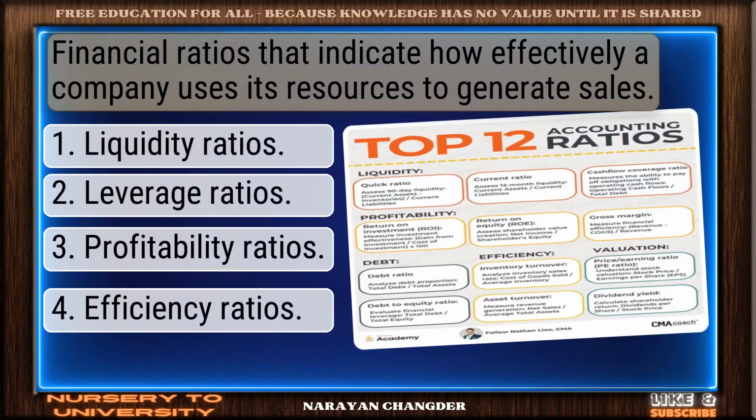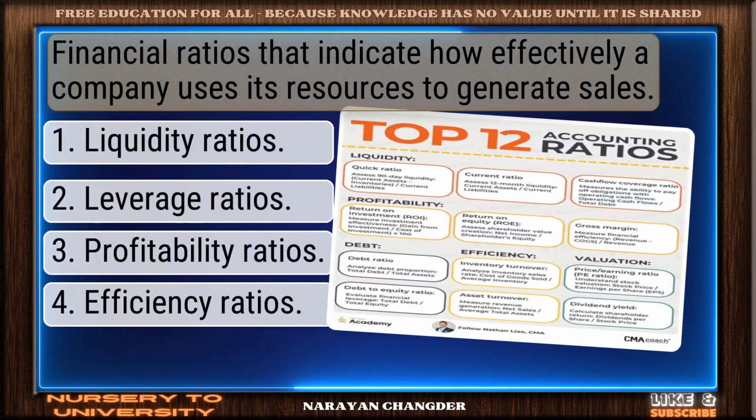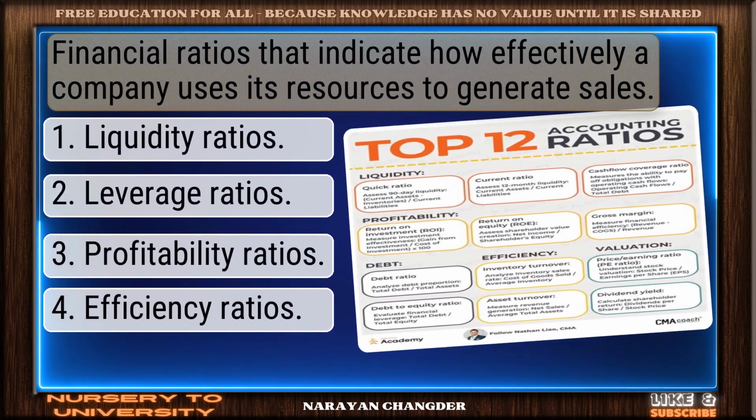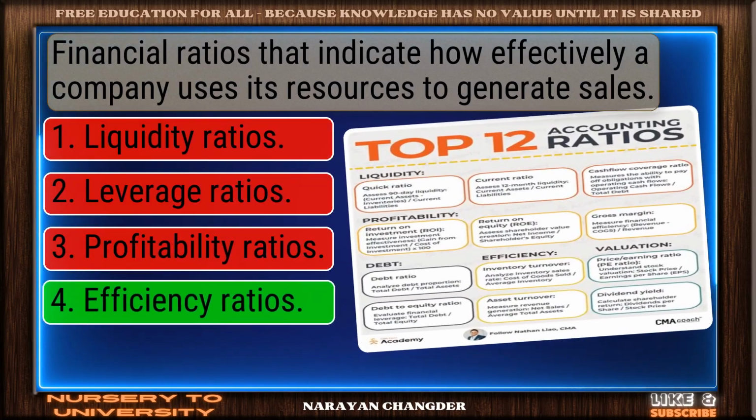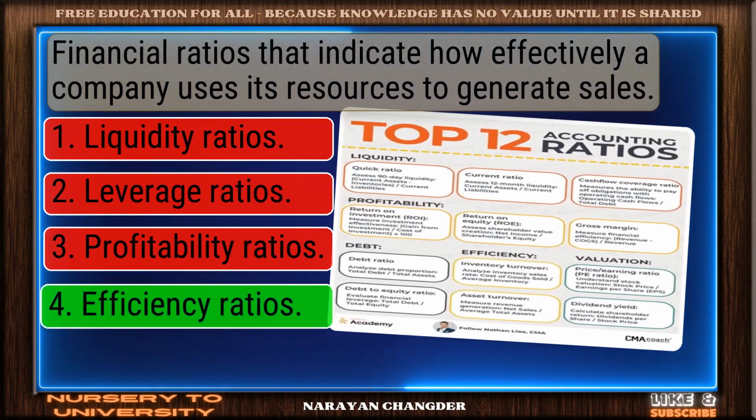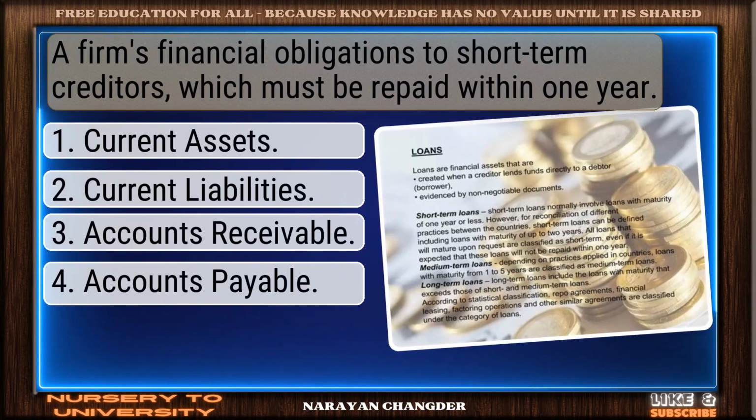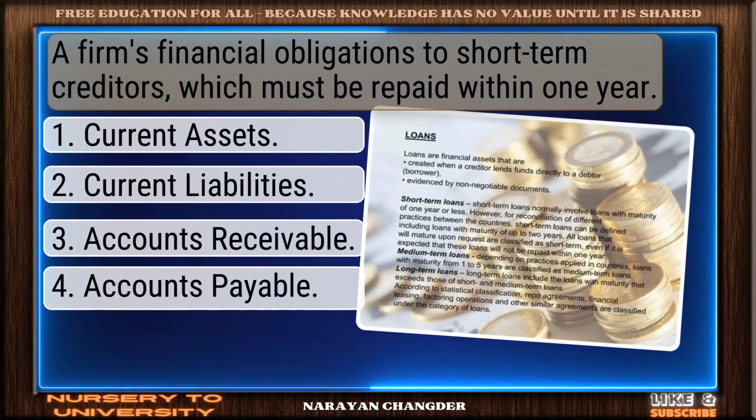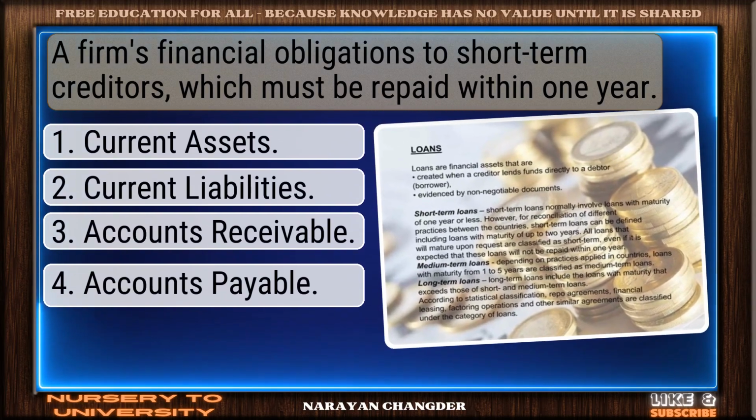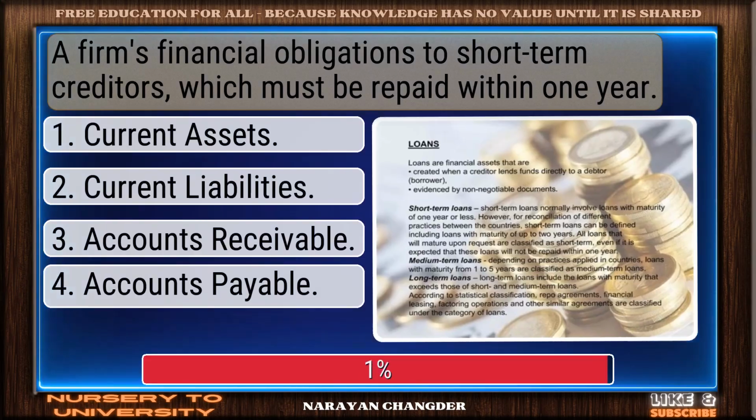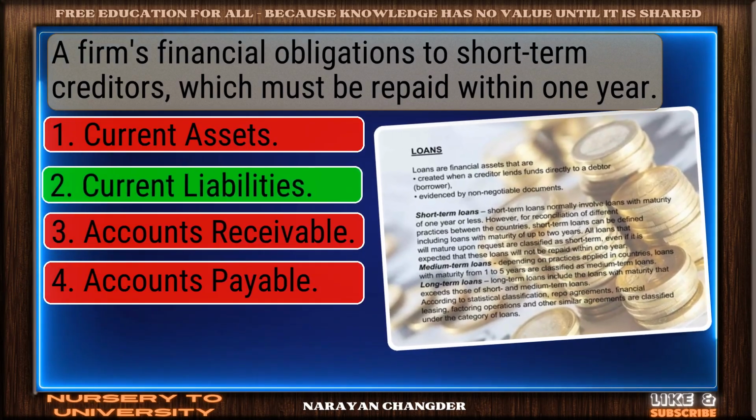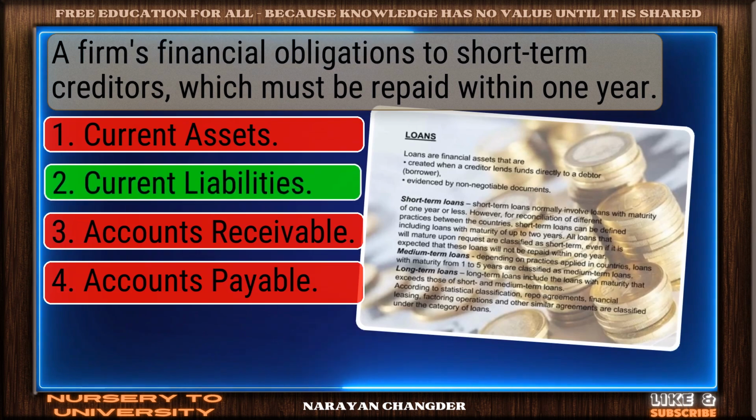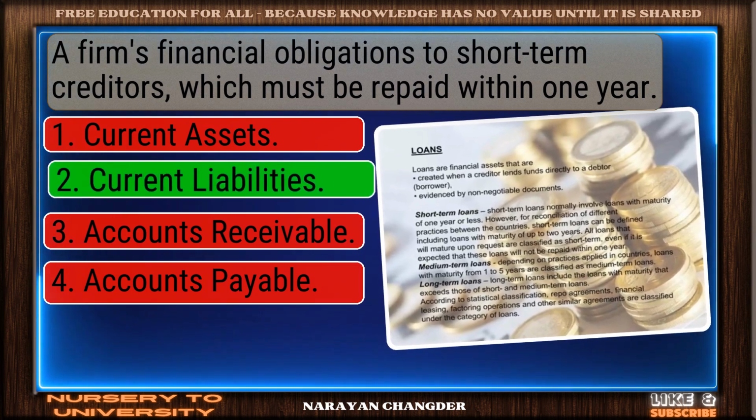Financial ratios that indicate how effectively a company uses its resources to generate sales. Sharp thinking. Efficiency ratios is the right choice. A firm's financial obligations to short-term creditors, which must be repaid within 1 year. Strong choice. Current liabilities is the right answer.